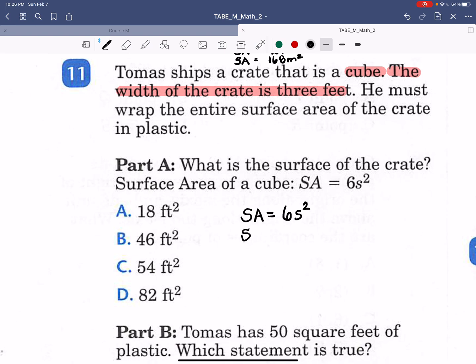So the surface area is going to be 6 times the 3 feet to the second power. Exponents before multiplying. 3 times 3 is 9. 6 times 9 is 54. So he is going to need 54 square feet of plastic.